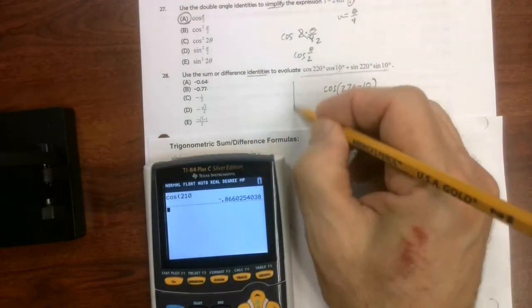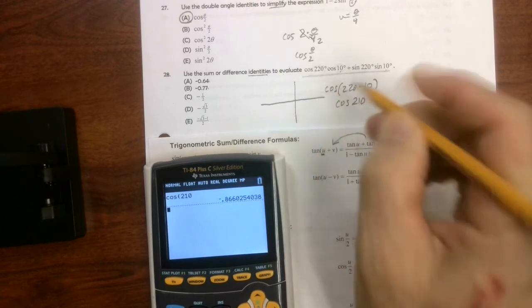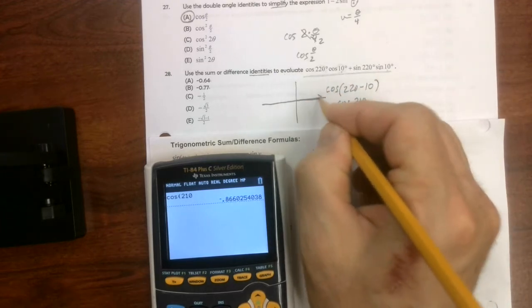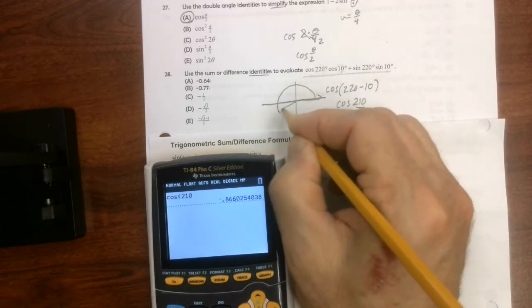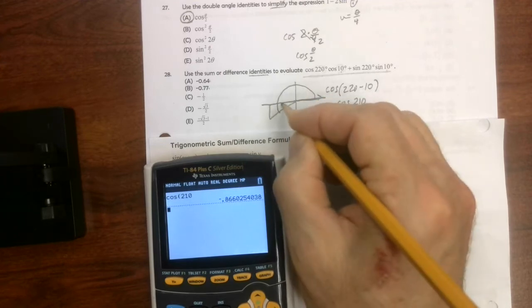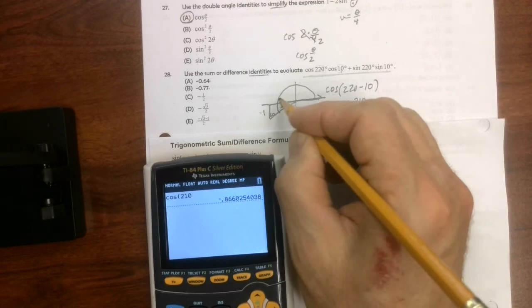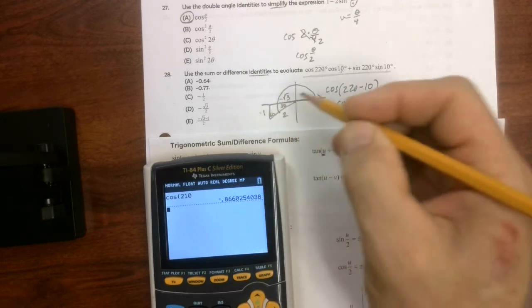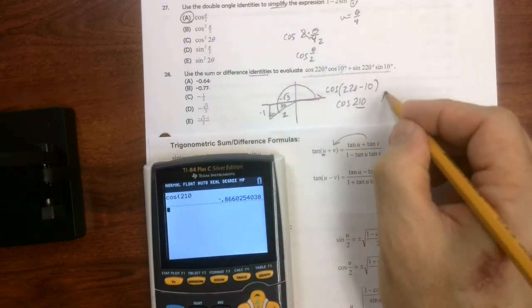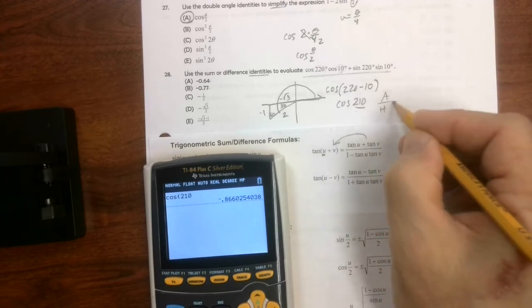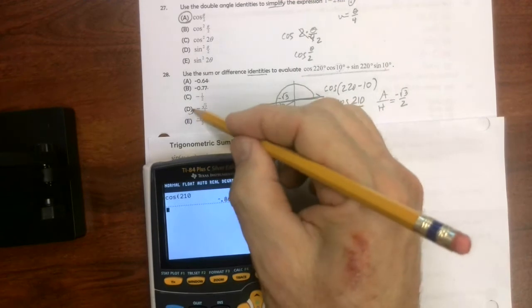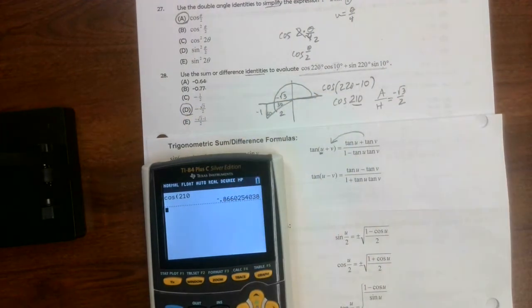So they're forcing us. You could have figured they would do that, but you've got to spin your spinner to 210, which is right here, which means this is 30, this is 60, this is negative 1, this is negative square root of 3, and this is 2. And so what is cosine? It's adjacent over hypotenuse, which is negative square root of 3 all over 2, which is option D.